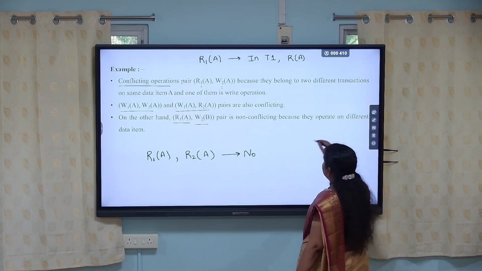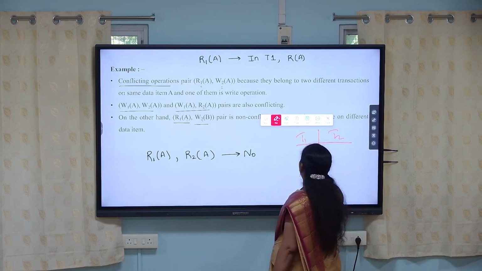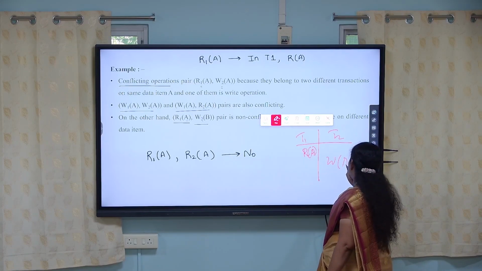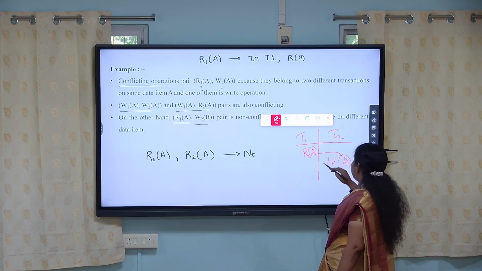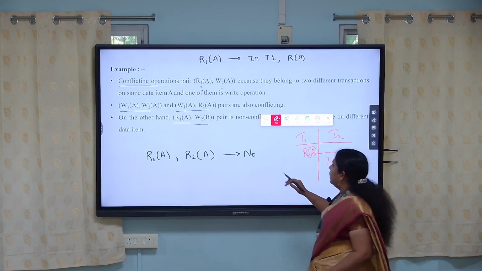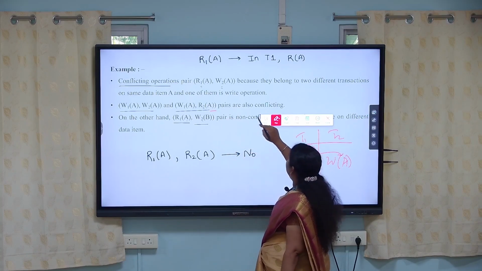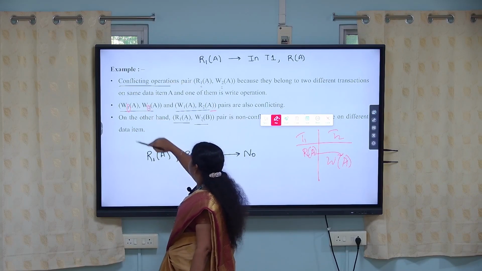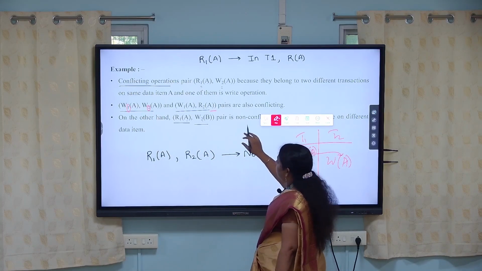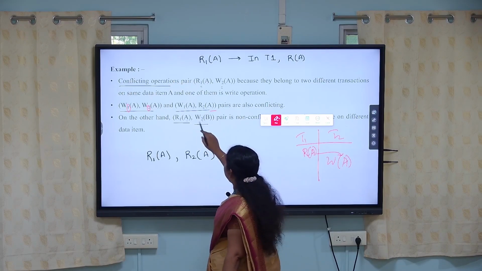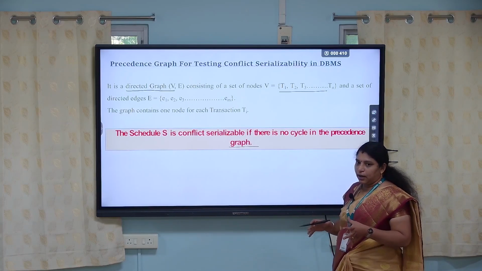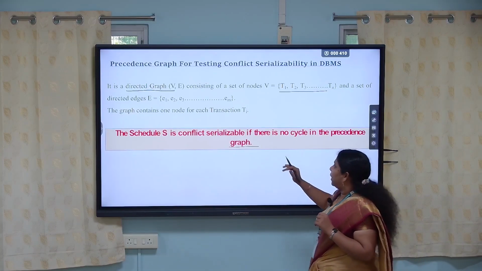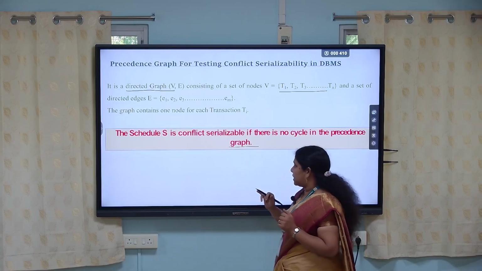There are two different transactions, namely T1 and T2, where the read operation occurs on the same data item and the write operation occurs in the next transaction. This pair is also conflicting, as it occurs on the same data item but between two different transactions. On the other hand, here you have a non-conflicting pair, where the operations occur on different data items. In order to identify whether a schedule is conflict serializable, you have to find out with the help of a precedence graph.